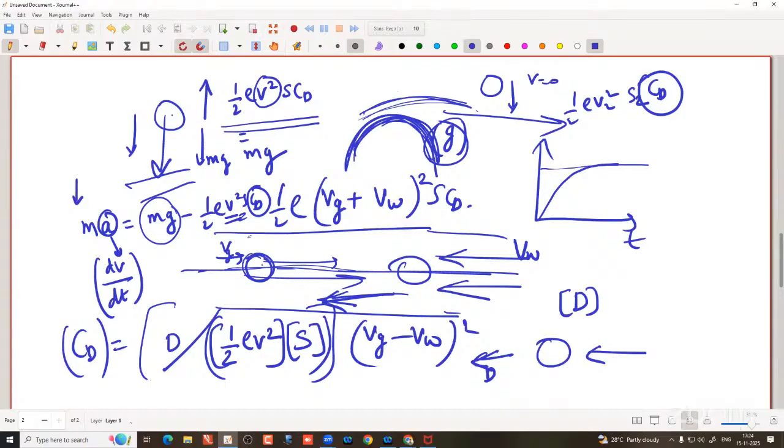And there are also differences when you are talking about very high speed parachutes, like supersonic drag and all, which they experience. So different designs are required. Maybe different stages also will be there.